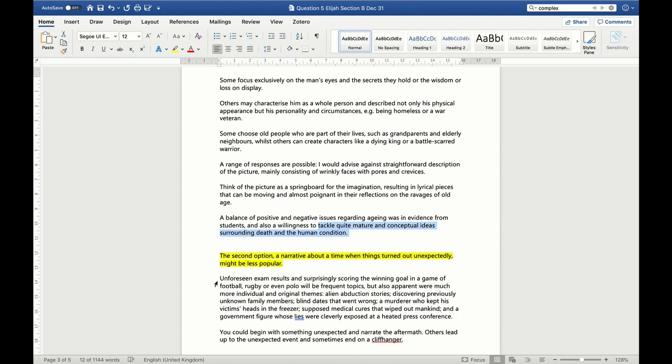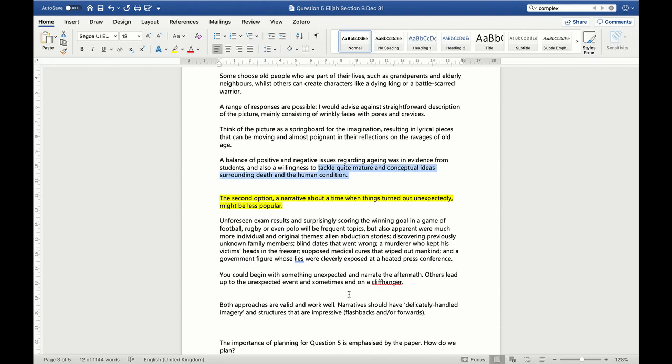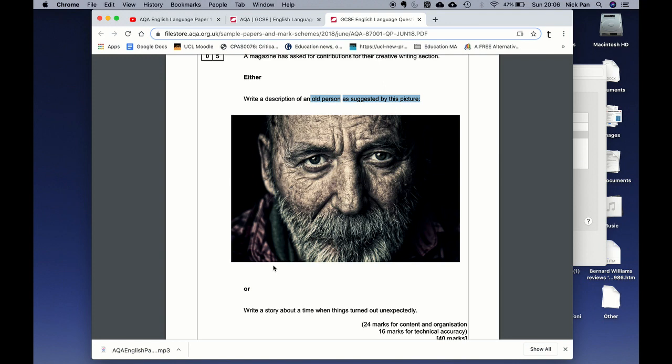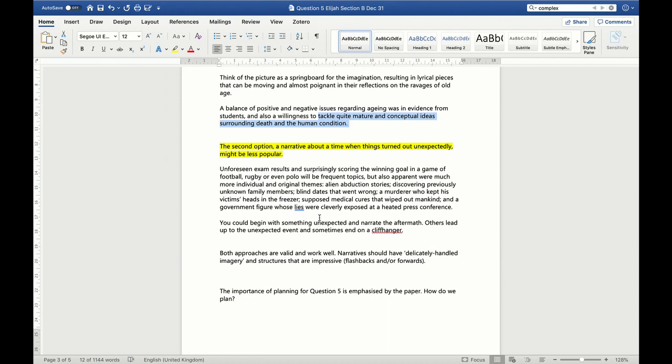But the second option is a narrative, perhaps, about when things turned out unexpectedly, and it might be less popular. Of course, aging isn't quite the same as, you know, the unexpected. The unexpected can be anything from war, a coup, natural disaster, an earthquake, tsunamis. And this is really captured in the examiner's report when they've said, you know, alien abduction stories, discovering previously unknown family members, blind dates, and a murderer who kept victims' heads in the freezer, supposed medical cures that wiped out mankind. But most people kept it kind of prosaic, more everyday, unforeseen exam results, or scoring winning goals.